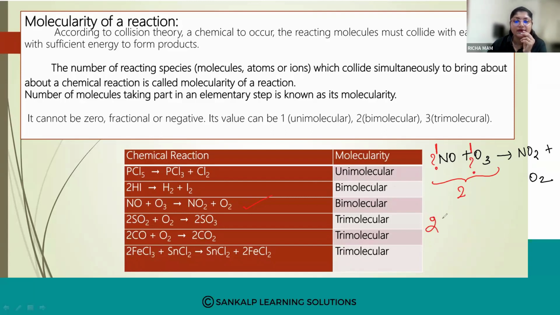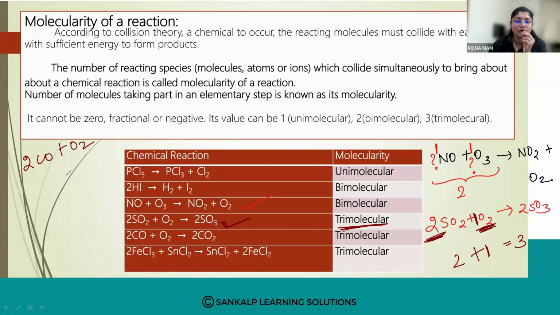Let us go for the next one: 2SO2 plus O2 giving you 2SO3. Let us count the number of reacting species involved. It is 2, plus how many molecules of O2? No number, so it is considered as 1. So 2 plus 1 is equal to 3. So 3 reacting species are involved. So it is called trimolecular. Okay, let us go for the next one.